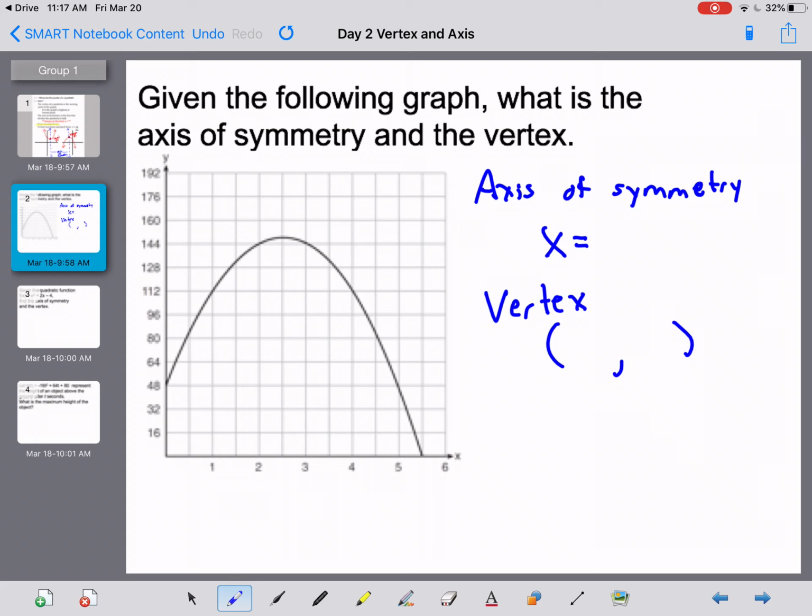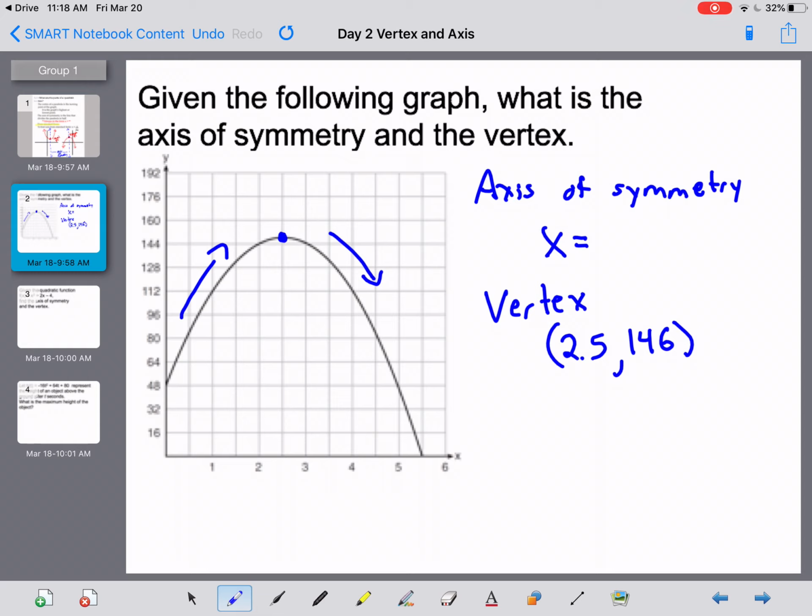When you're looking at your graph, you just need to find the highest point or the lowest point. Since this graph is facing downwards, I'm looking for the highest point. This point is the highest point. That's the turning point. My graph is going up until it gets to that point. Then once it hits that point, it turns and it starts going down. So that would be my vertex, which is at 2.5 for the x. And the y value is about 146. Since it's not right on the grid, if you're close, that's okay.